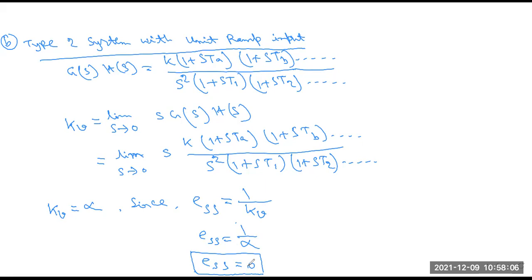Up to this part, any doubt or any question, please ask me, because this is type 2 systems. In your exam, one question is very important, either type 0 or type 1 and also type 2 systems. So this is type 2 with ramp input function.